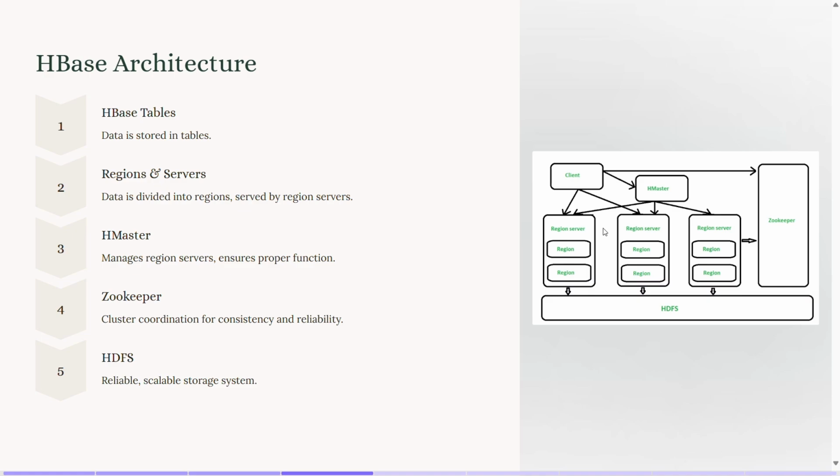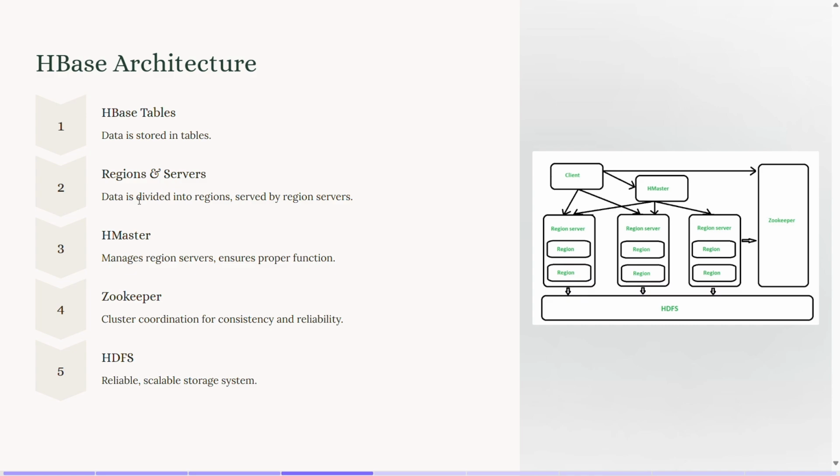Now, to truly understand HBase, we need to break it down into five key components. Let's go one by one. HBase tables, the building blocks. HBase stores data in tables just like a traditional database. Each table is made up of rows and each row has a unique row key. Within a row, data is stored in columns which belong to column families. These tables are split into smaller parts called regions and stored across multiple servers. This is what makes HBase scalable.